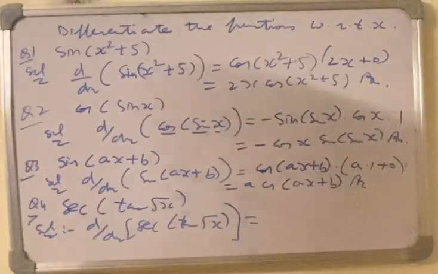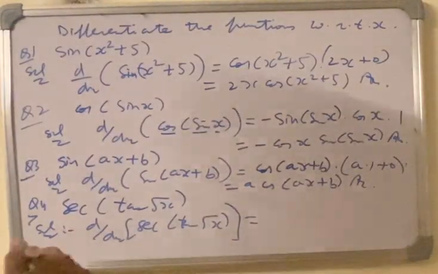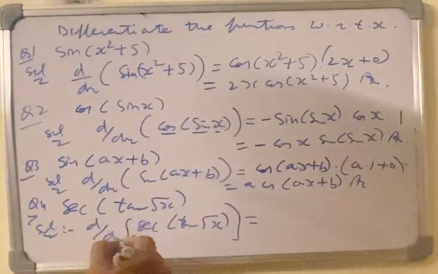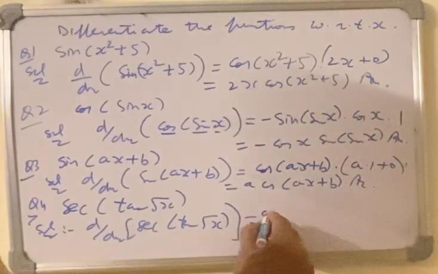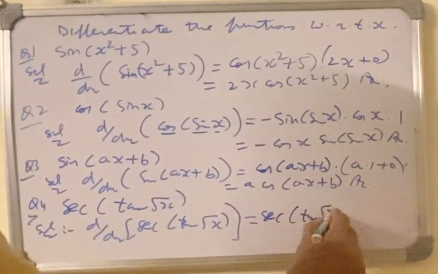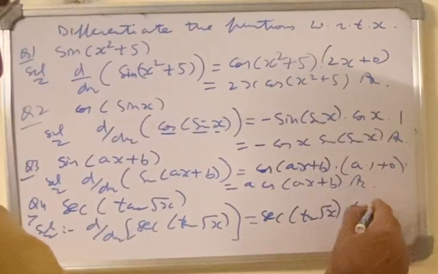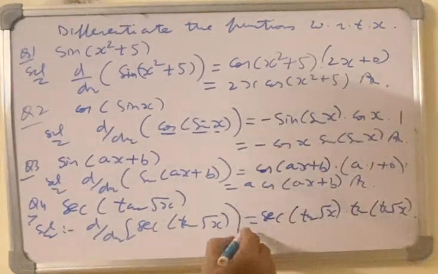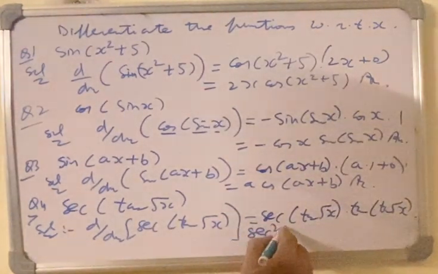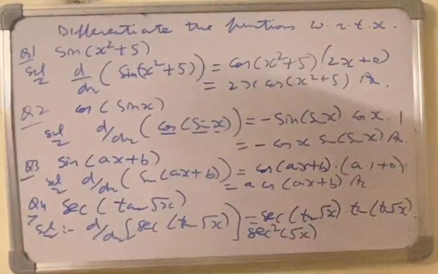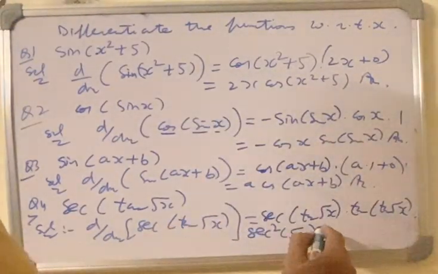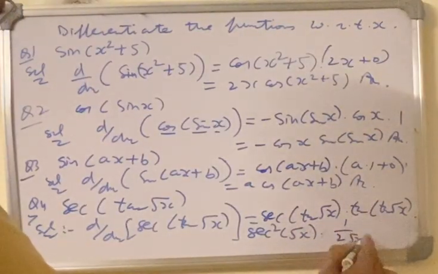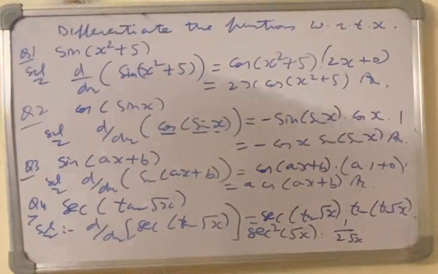There are again three functions. First is secant, another is tan, then the last one is square root x. Derivative of secant is secant of tan square root x into tan of tan square root x. Then the derivative of tan is secant square root x, and derivative of square root x is 1 over 2 square root x. So this is the answer.